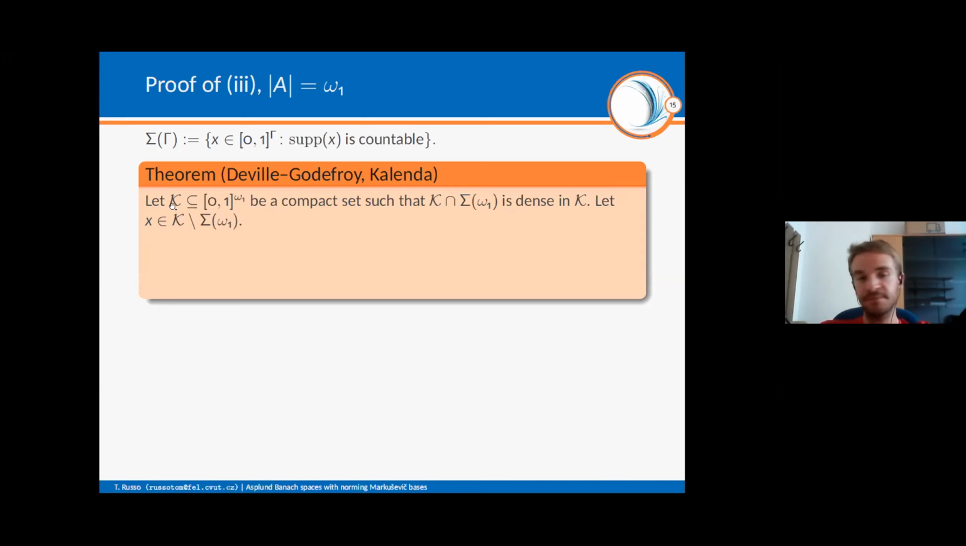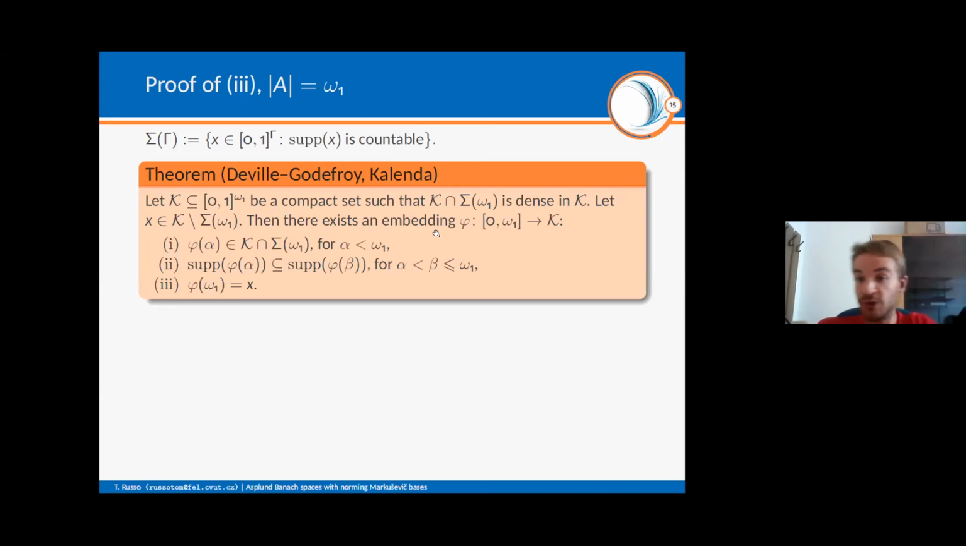So if you have K a compact subspace of {0,1}^omega 1, such that the countably supported vectors are dense, and such that there is a point outside which is not countably supported. So you assume that densely many vectors are countably supported and you pick somebody which is not, then this one is not Corson because there is something outside the sigma subspace.